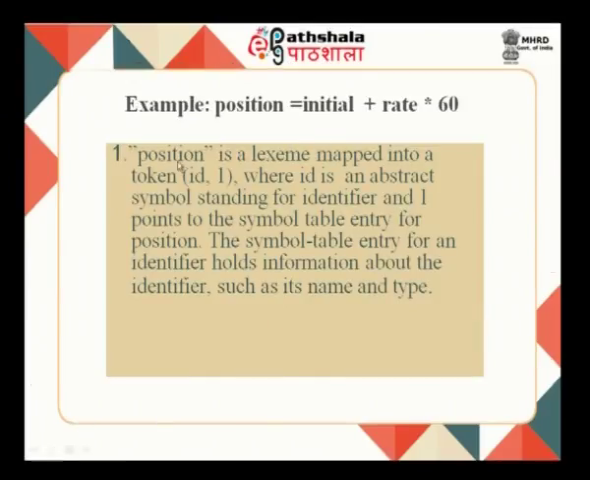Let us just expand on this example. Position is a lexeme, mapped into a token ID comma 1, okay, where ID is an abstract symbol standing for identifier and 1 points to the symbol table entry for position. This is what I said, it is going to have a name and an attribute. The attribute is going to be 1 here because it is available at the first position in the symbol table, and ID is going to be the name because the compiler identifies position as identifier 1. The symbol table entry for an identifier holds information about the identifier such as its name and type. Okay. Other information is also possible to be put into your symbol table. We will move on as we inform you along the syllabus.